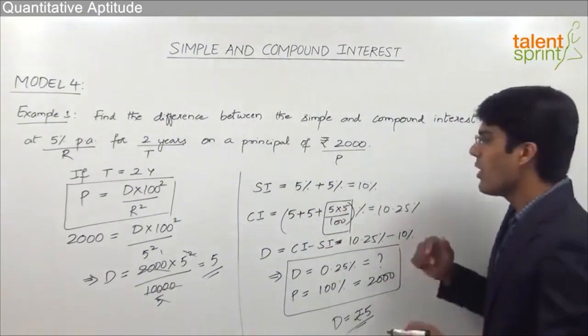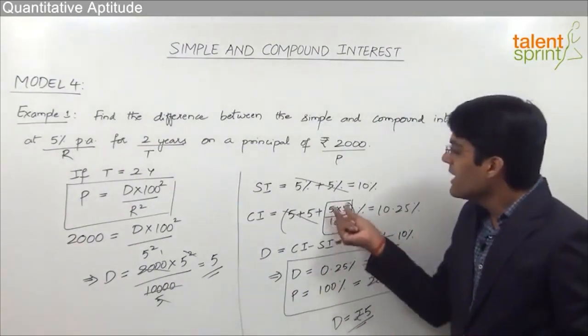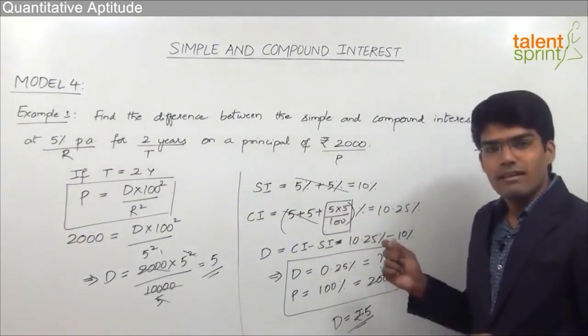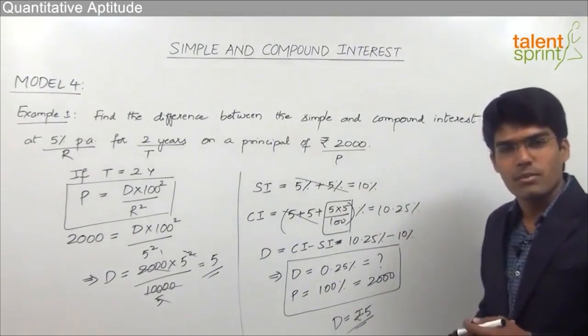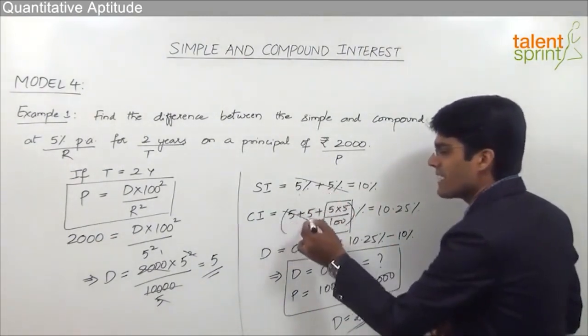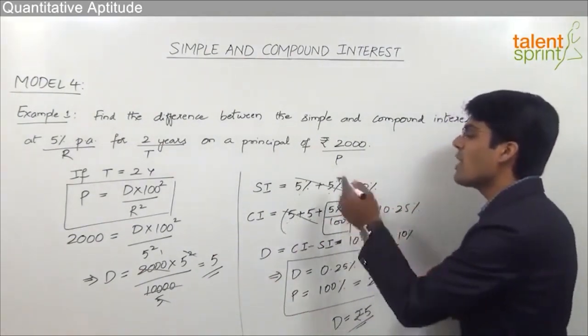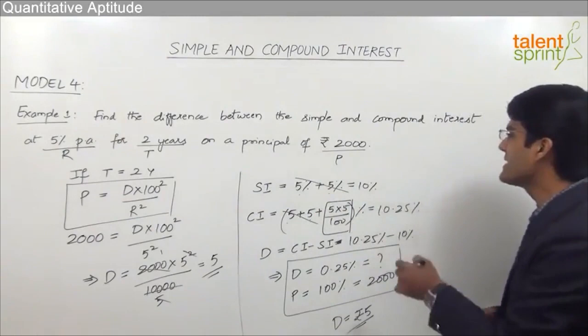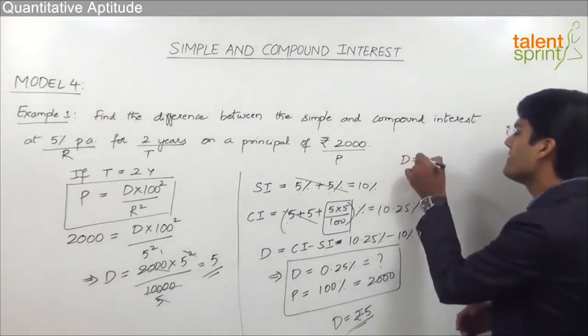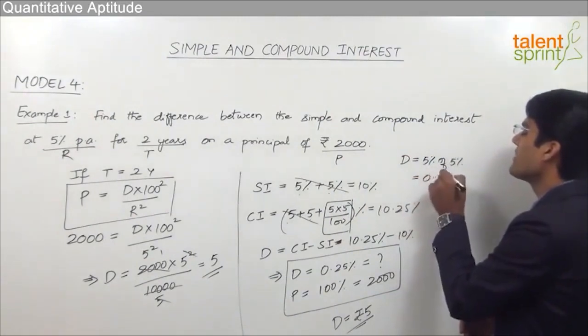So we can try to avoid the calculation of all these things and simply consider what will be A into B by 100, where A and B is nothing but the rate of interest. Why? Because whatever we get simple interest in the 2 years, that will be same as the compound interest on principal for 2 years. The only extra part is the interest on first year's interest. So directly we can say that the difference would be 5% of 5%, which is equal to 0.25%.